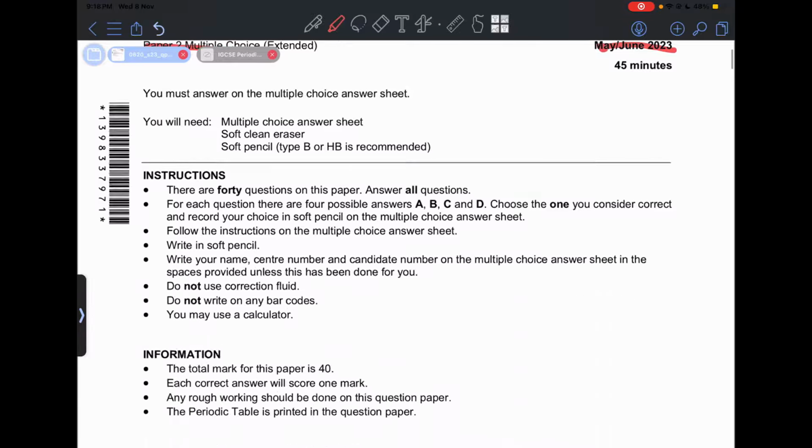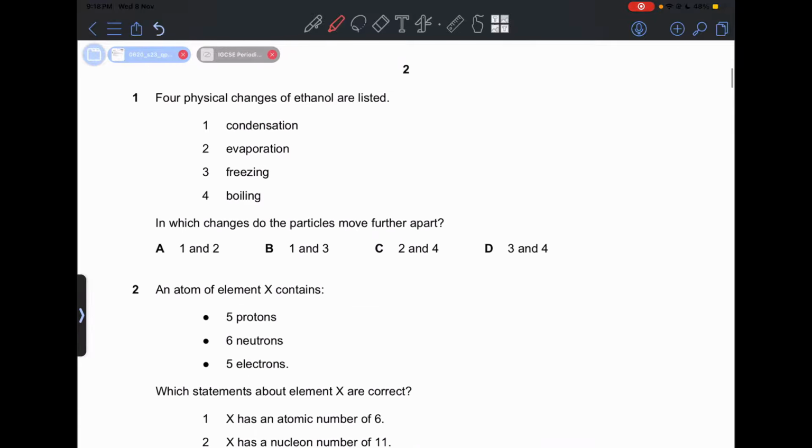Let's start solving. Question number 1 says, 4 physical changes of ethanol are listed. In which changes do the particles move further apart? So we know if they move further apart, that means that they are gaining energy. And when they gain energy, that means that the particles, instead of being stuck together, will be very far apart. So we're going to be seeing which changes they gain energy. This is first of all boiling and also evaporation. So our answer is going to be C.